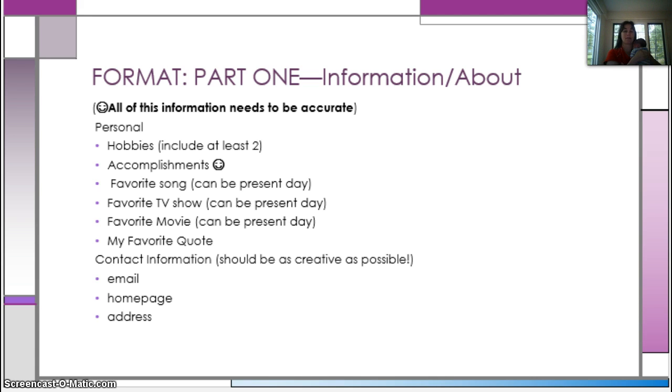Alright, you also need to create contact information. Make up an email address for them. Make up a homepage for them. You can type out the link. And then what would their street address be?